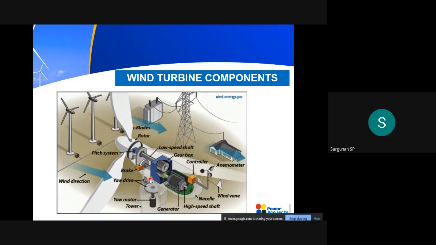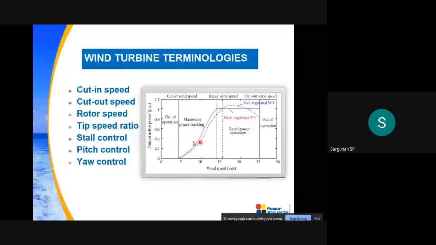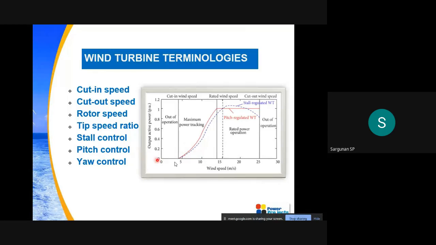Right. So here you can see the yaw control and the pitch control. Here will come the pitch system, and here you can see the yaw controls. I will explain it in detail here. So there is something called the cut-in speed and cut-out speed. Normally, only if the wind speed is 5 meter per second or above, the wind turbine will rotate and generate power. Operating this wind turbine below 5 meter per second is not quite economical, so it will be out of operation if it is less than 5 meter per second.